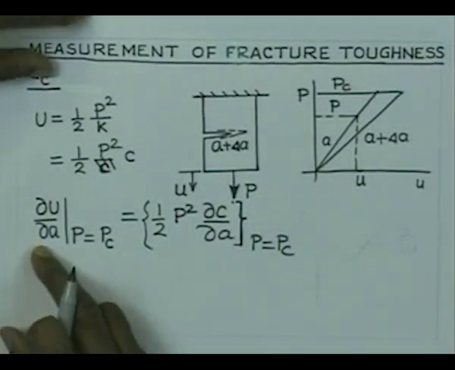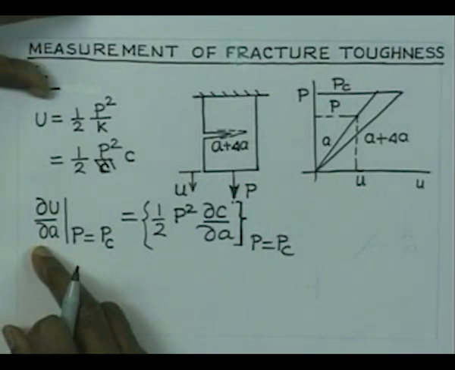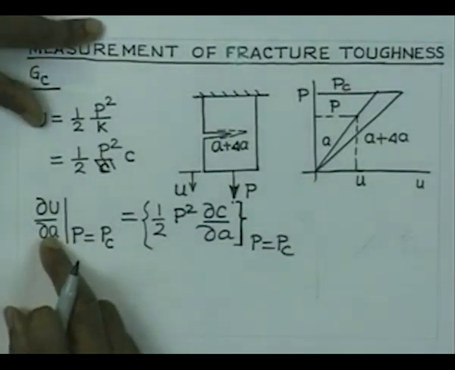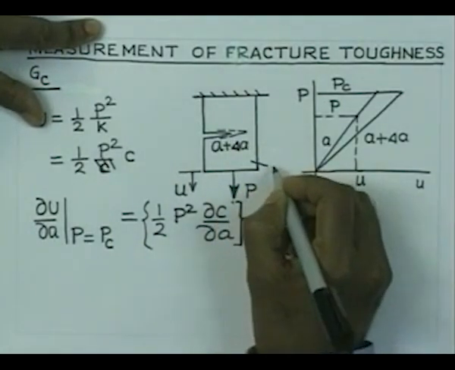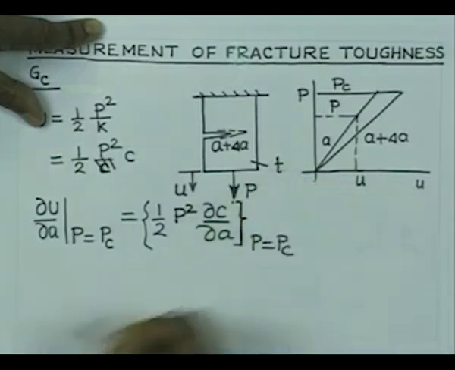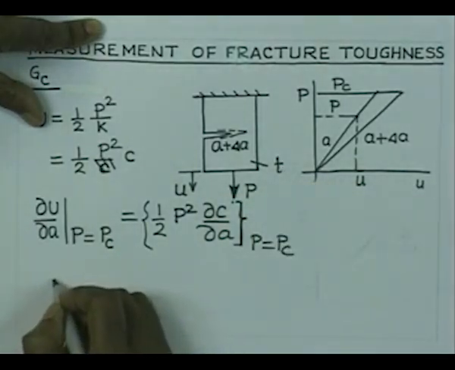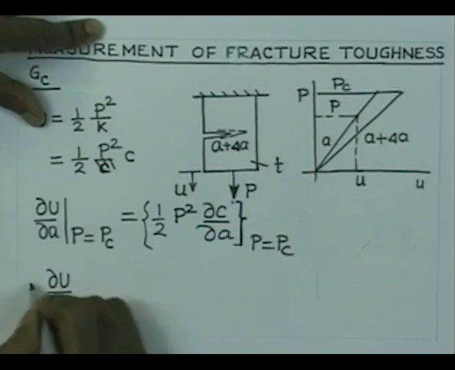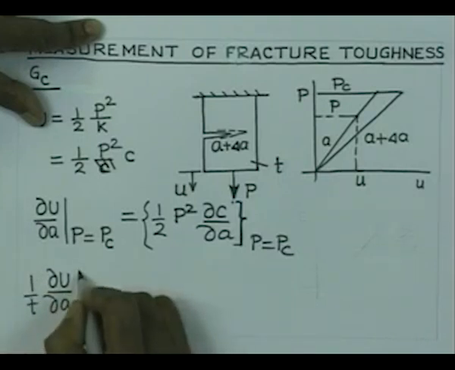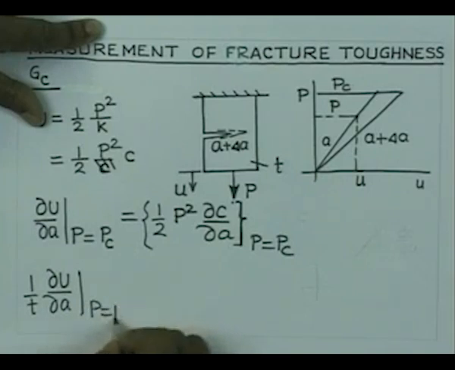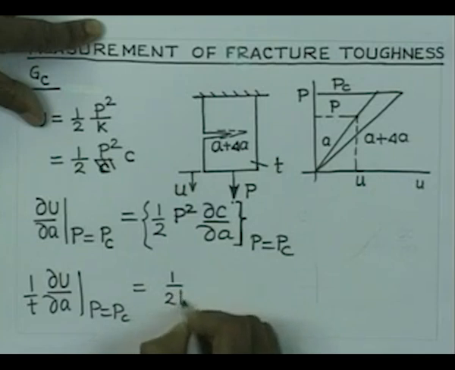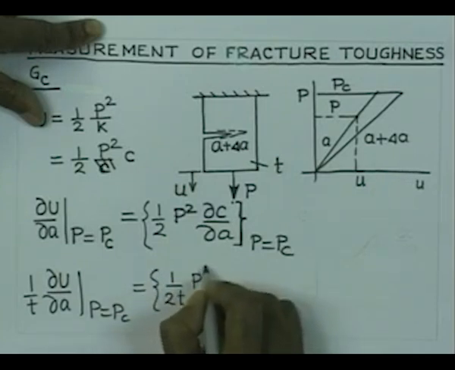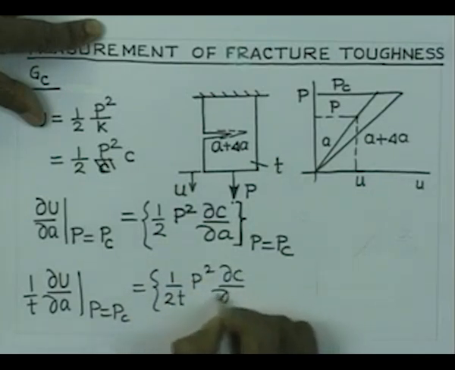So, this gives you the rate of strain energy release per unit crack extension, and when you have unit crack extension, if the thickness of this specimen is equal to T, then the energy release rate is given by 1 by T delta U delta A, for P equal to Pc, which is 1 by 2 T P square delta C delta A.